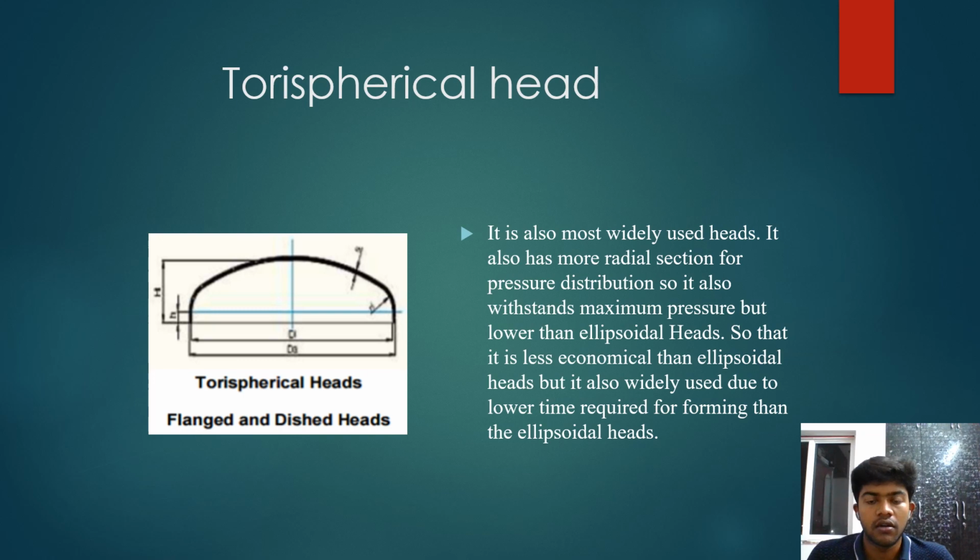Torispherical head. It is also one of the most widely used pressure vessel heads because it has more radial section for the pressure distribution. It also withstands maximum pressure, but lower than that of the elliptical heads. So it is less economical compared to the elliptical heads, but it is widely used because the time required for making the torispherical head is less than that of the elliptical head.